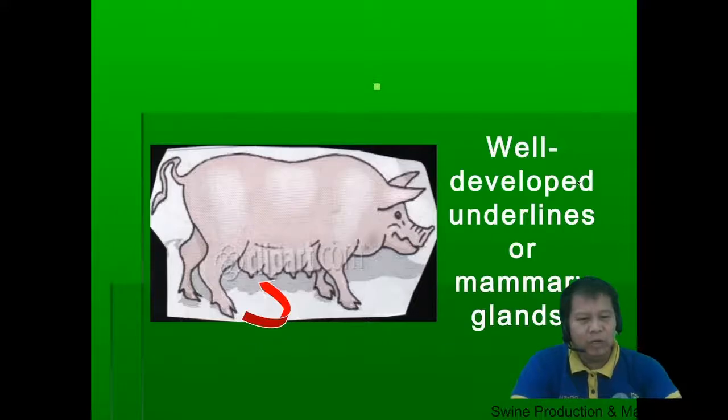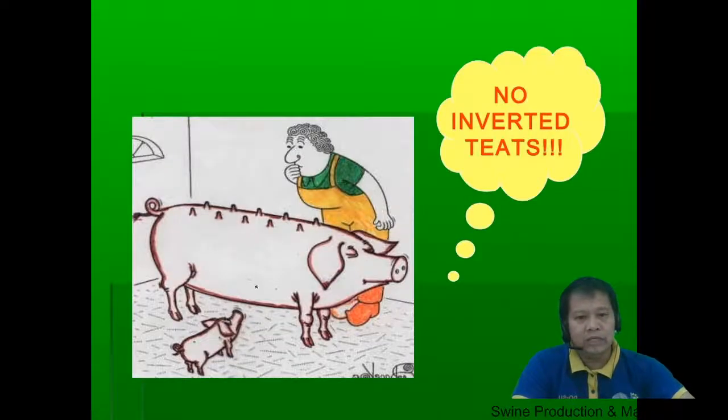And also, well-developed underlines or mammary glands. Look at the mammary glands. So, maganda yung mga tutoy niya. Isang basis yan to select the gilts. Another one is at least no inverted teats. Ibig sabihin sa Bisaya, walay patay nga mga tutoy. Okay? So, buhi ang mga tutoy kung pwede.